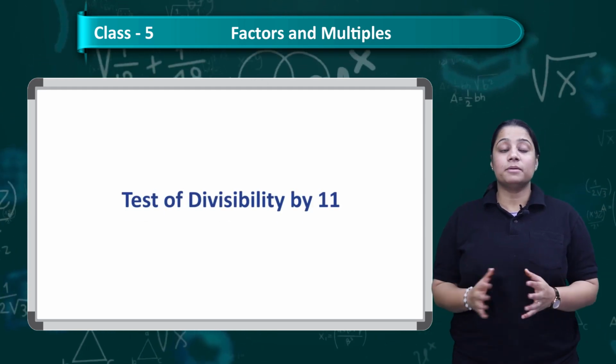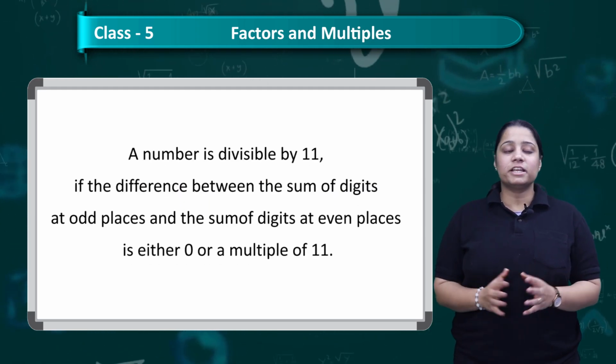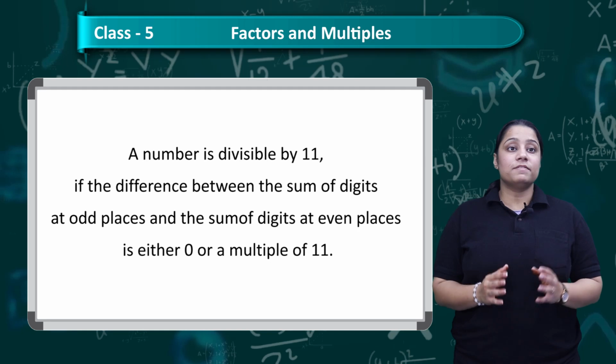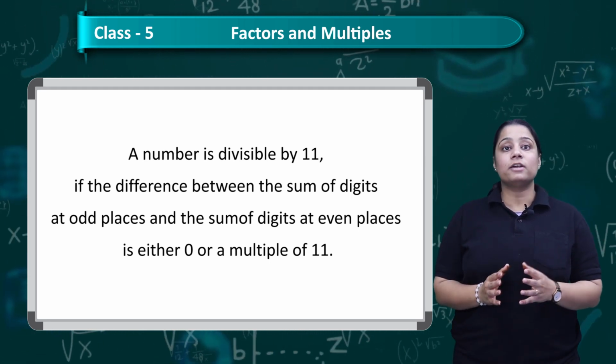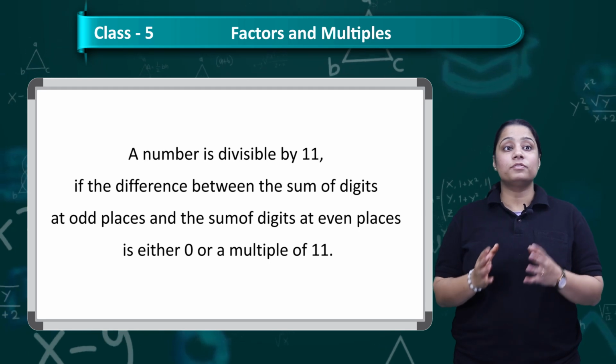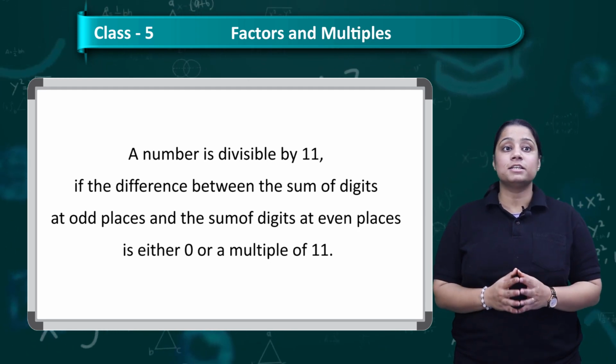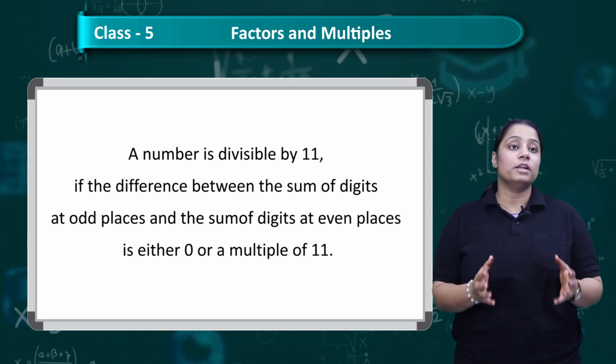Test of divisibility by 11. A number is divisible by 11 if the difference between the sum of the digits at odd places and the sum of the digits at even places is either 0 or a multiple of 11.